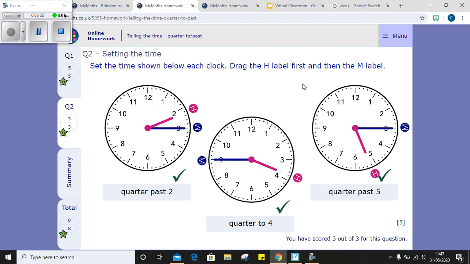Brilliant. Right. If you're not getting these guys consistently right, have another go back at them, because the best way to find your way on this time is to move the hands round on a clock yourself.